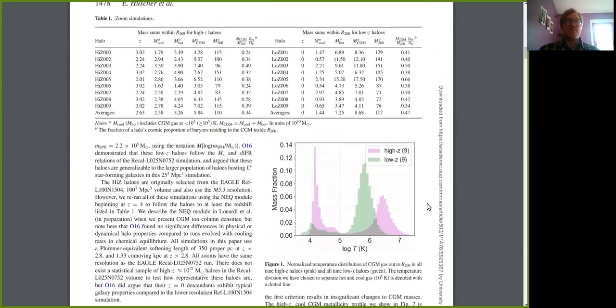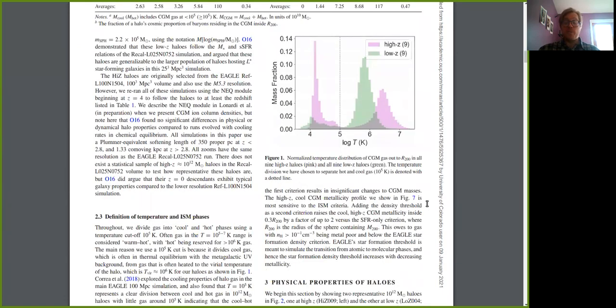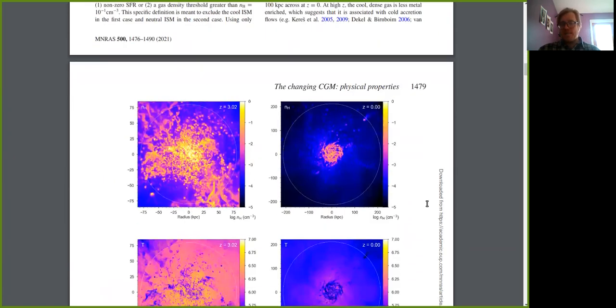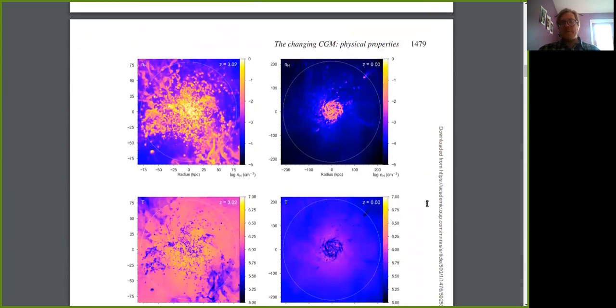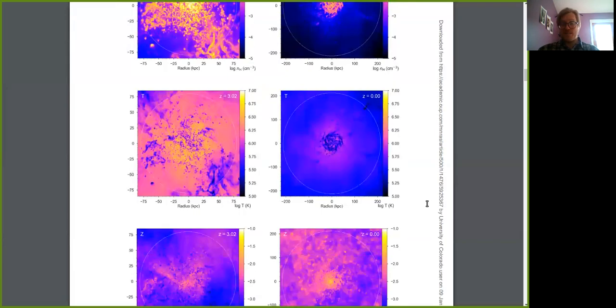So we start with some lovely visuals of the physical properties: density, temperature, metallicity. With our high z and low z data sets, we have 9 halos in each. So here we picked an example halo from both. But throughout the paper, we tend to average together the 9 from each group to get broader statistics.